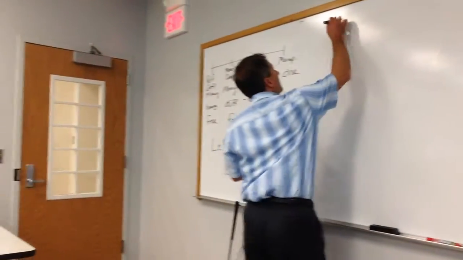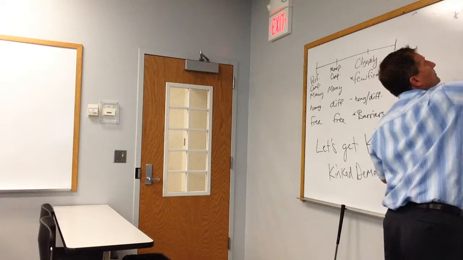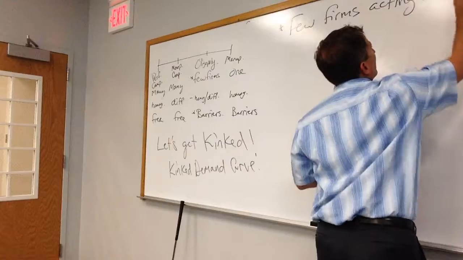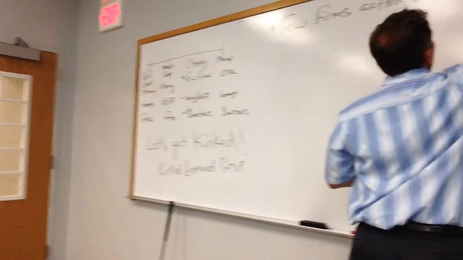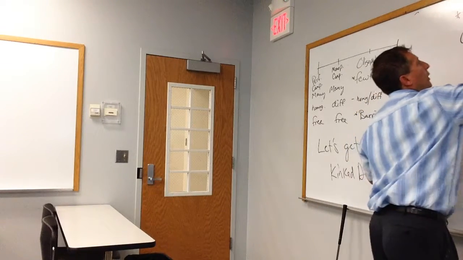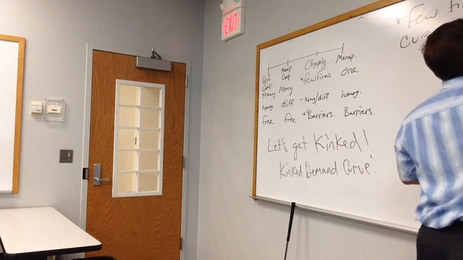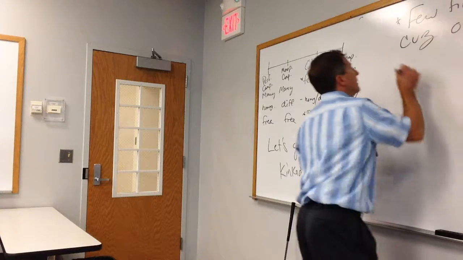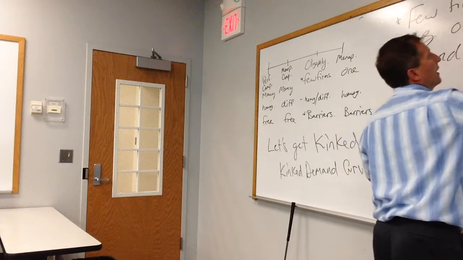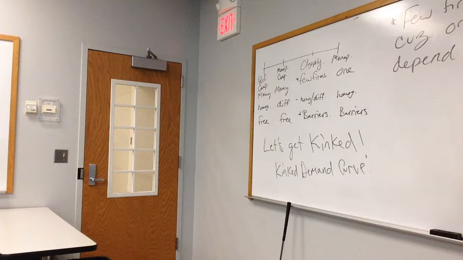So the key to oligopoly is we have a few firms acting strategically, because one firm's profits depend on the other's actions.